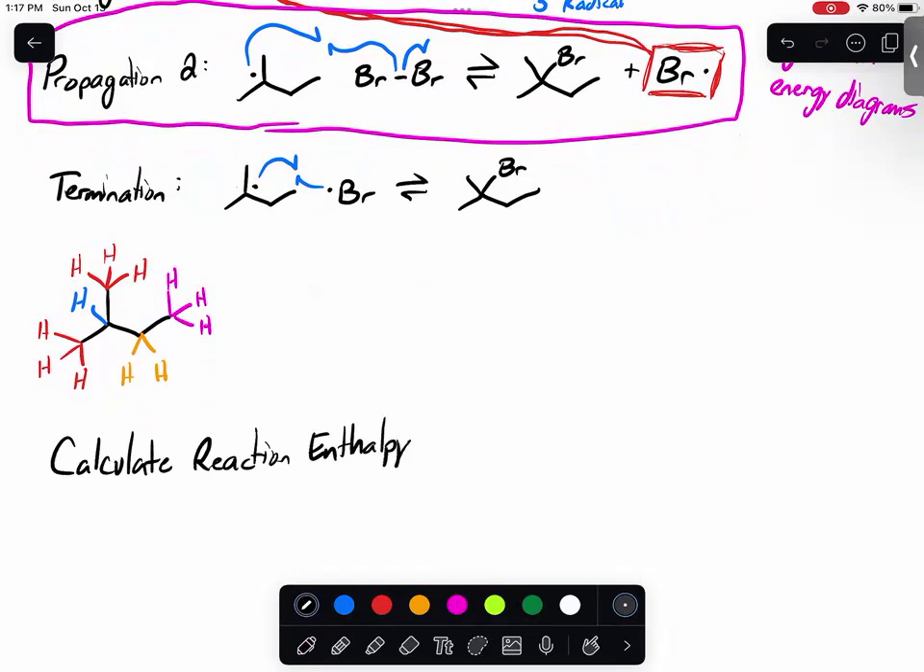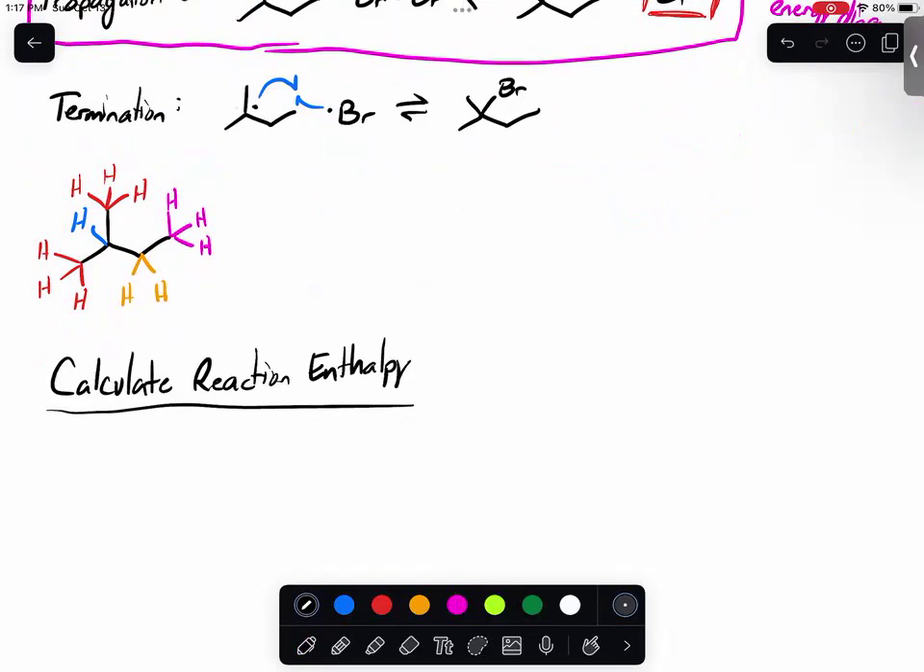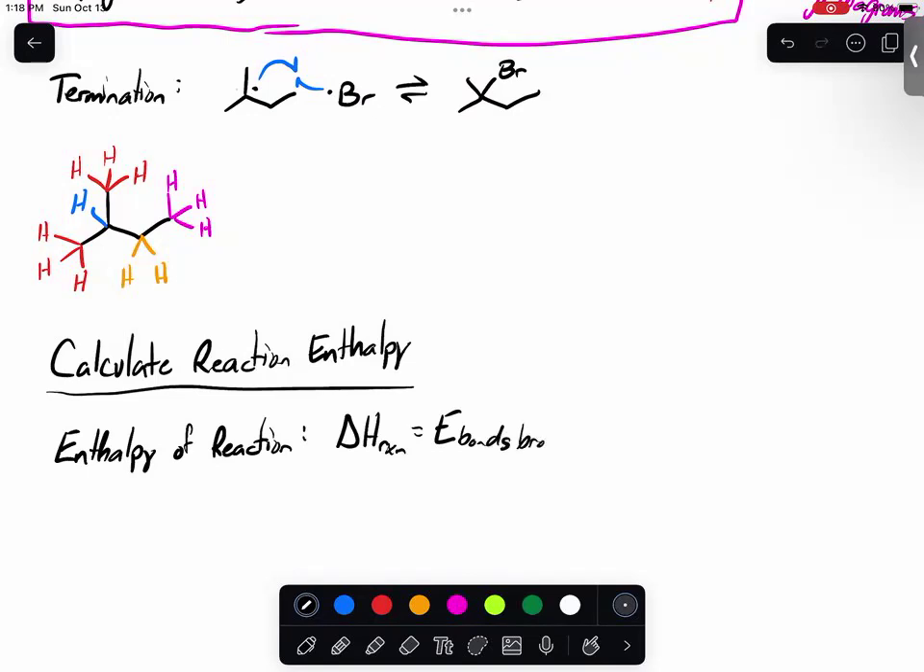Okay, for doing this, the first thing that we need to do is say, what is reaction enthalpy? Well, we talked about enthalpy a lot last time in terms of thermodynamics, but essentially the enthalpy of reaction can always be calculated in a very simple way. That is, delta H for the reaction is equal to the energy of bonds broken minus the energy of bonds formed.